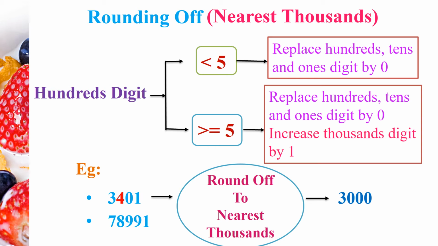Now we'll take 78,991. Round off to the nearest thousand. Take the hundreds digit, that is 9. Compare with 5. 9 is greater than 5. Replace the hundreds, tens and ones digits by 0. Increase the thousands digit by 1. So we'll get 79,000.